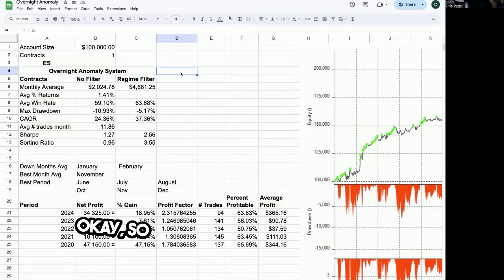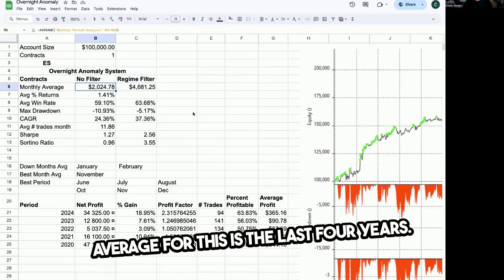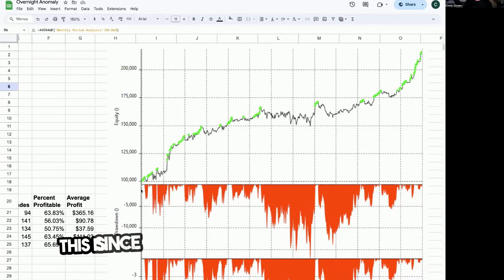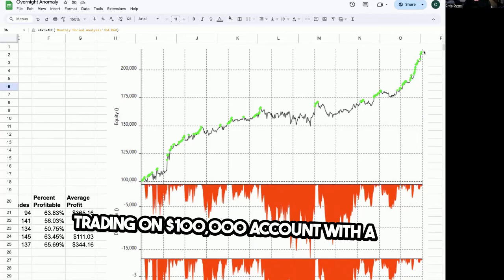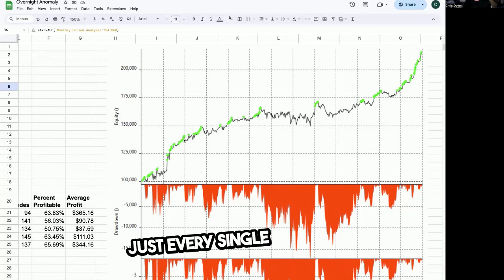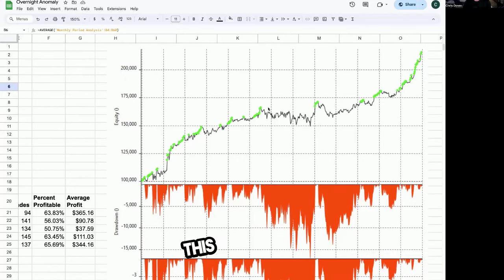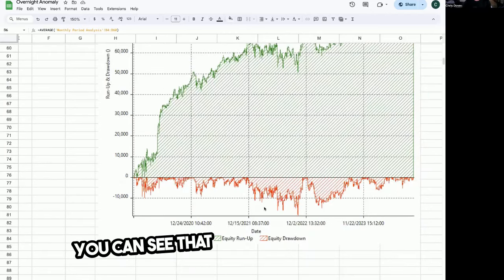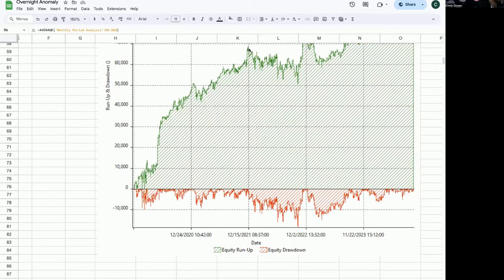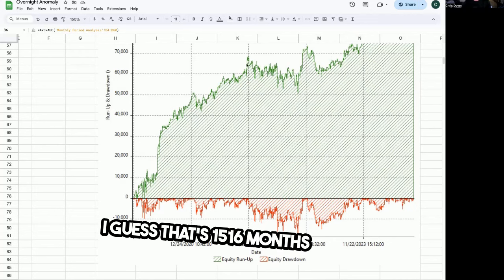So what we have here is the monthly average for the last 4 years. Well, let me just show you the chart right here. This is since day one of 2020 until today, trading on a $100,000 account with a single contract, every single time that the signal fired without filtering for regime. This is the result. So we had a 10% drawdown in here. You can see that would have been from the 2021 absolute peak in the market until about April of 2023. So I guess that's 15, 16 months.